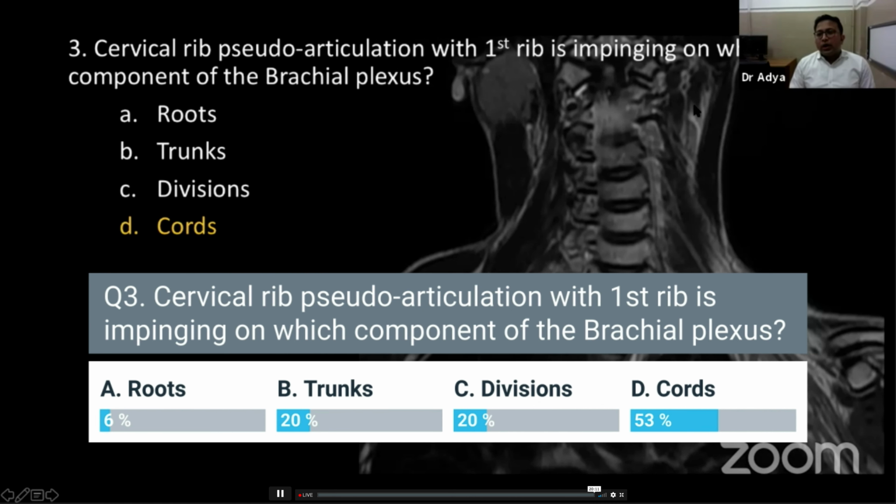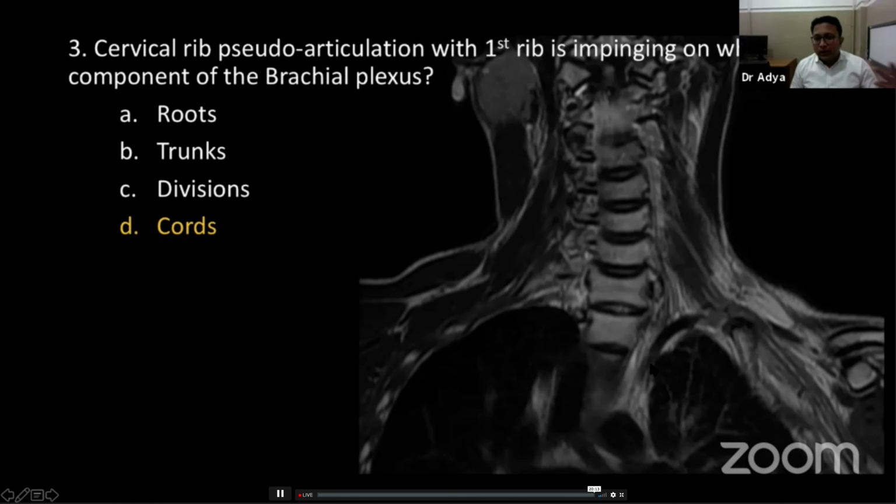That is the cords. Now here you can see I discussed the two pieces of anatomy in the last slide, and the third piece of anatomy is here. As you can see, this pseudo articulation of the first rib. Another structure that is visible in this slide is the subclavian artery, which is seen here and then again here. So this pseudo articulation that is compressing on the brachial plexus is closely related to the subclavian artery. So that means this is impinging on the cords of the brachial plexus.